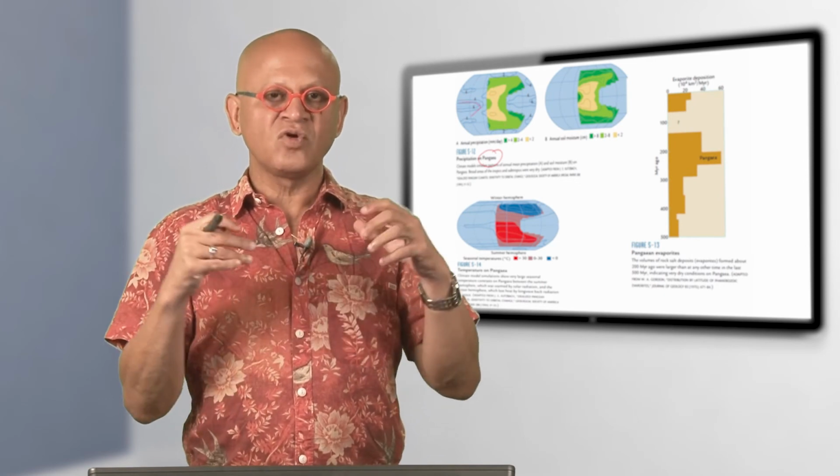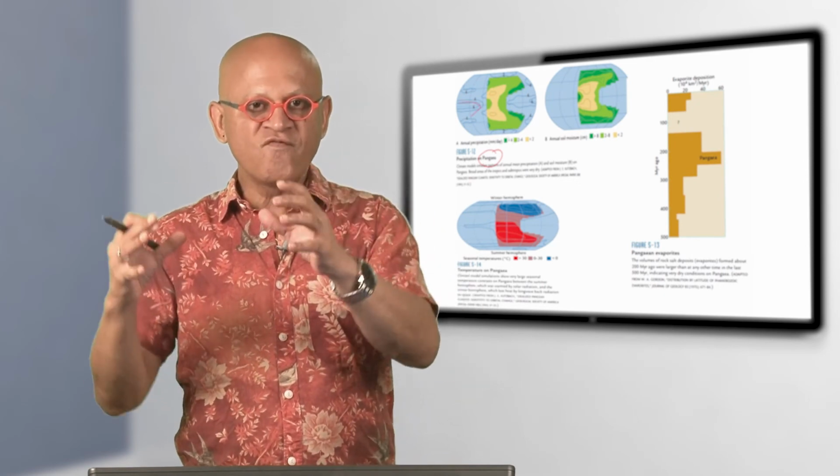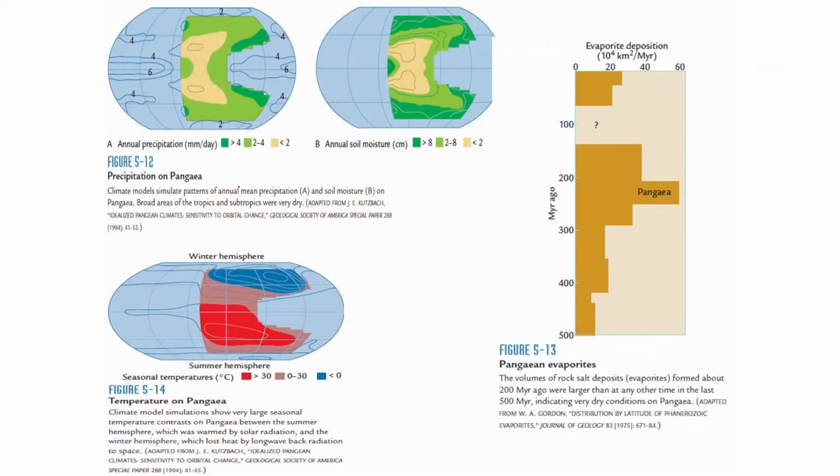So you can just go into the model and move the land around, and you can say that we know the past configuration of land during the so-called Pangea was this way. So then you give solar energy of that time, and you see what circulation evolves.